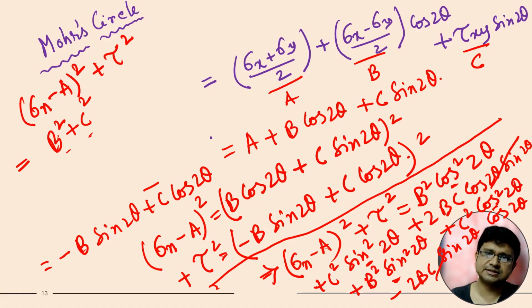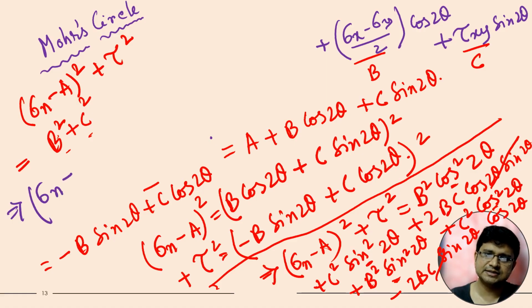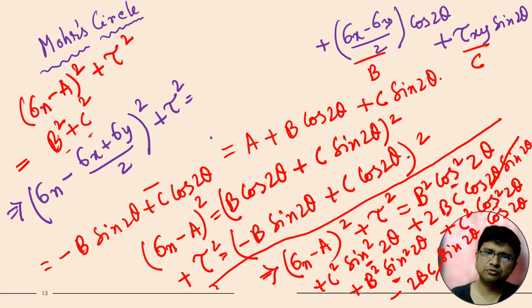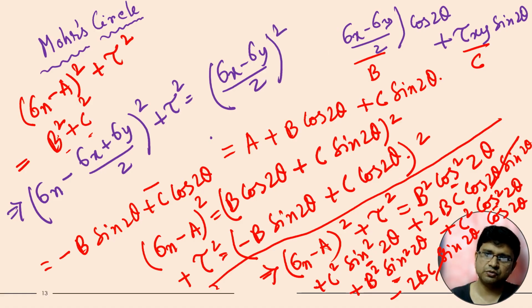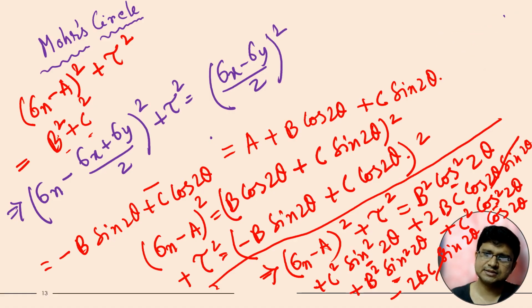Now if we just rearrange this term, it will look like this. We know what is a. A is actually sigma x plus sigma y by 2, so sigma n minus a whole square plus tau square equals to, how much is b? B is sigma x minus sigma y by 2 whole square, and c is tau xy. So plus tau xy square.